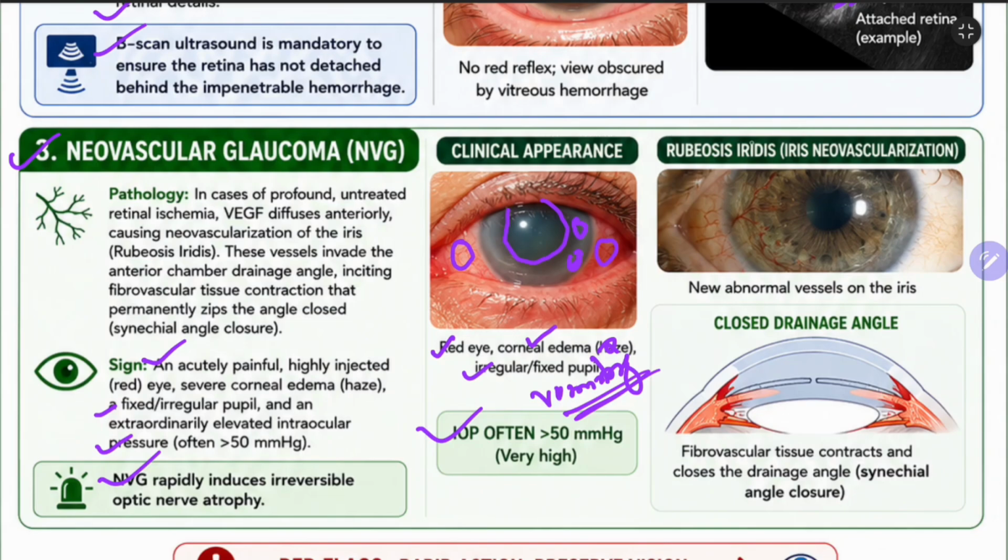So rubeosis iridis, I said iris neovascularization. That is nothing but new abnormal vessels on the iris. As you are able to see here, there are new vessels actually. See these red vessels on the iris. So this iris neovascularization is a pointer that maybe the angle may be blocked by the new vessels, and the patient may have glaucoma because of that. So that's why before fundoscopy, always examine the iris for rubeosis before dilating the eye. Okay, so fibrovascular tissue contracts and closes the drainage angle, causing angle closure, which will lead to glaucoma.